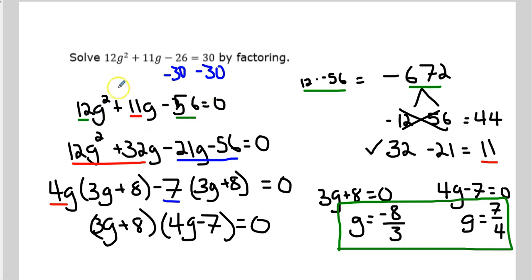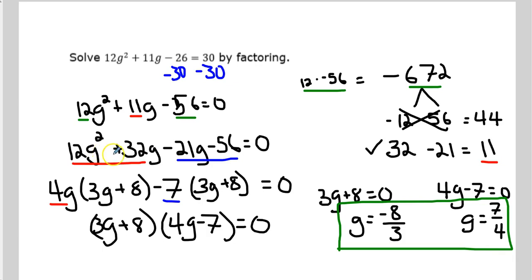And we need to factor, so take the first number times the last number. 12 times -56 gives us -672. We need to find a set of factors. When we multiply them, we get -672, and when we add them, we get 11. That's going to be 32 and -21. Split up the term on the inside, and then factor by grouping.